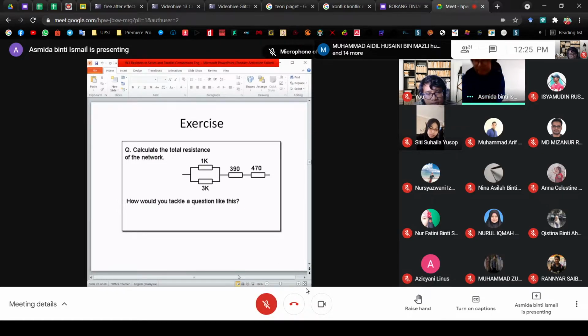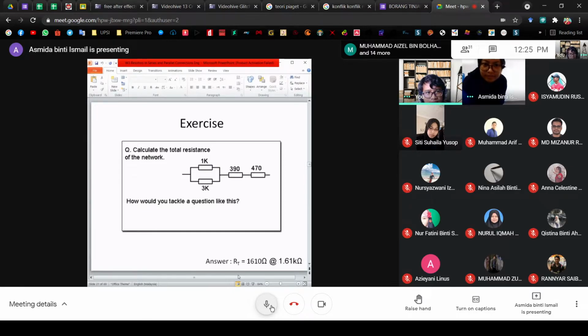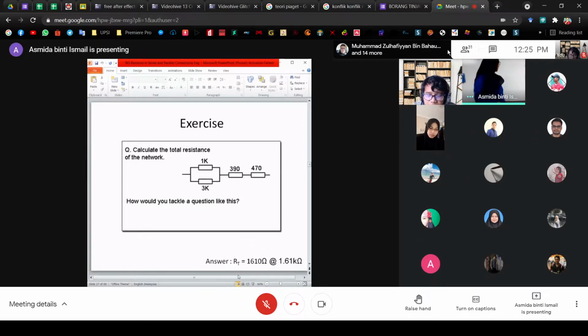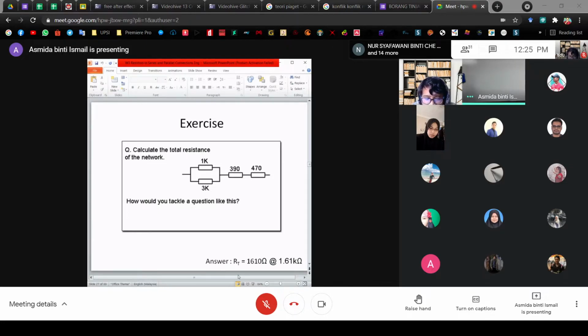Satu point, 1.61 kilo ohm. Ada yang tak dapat? Ada yang tak dapat?